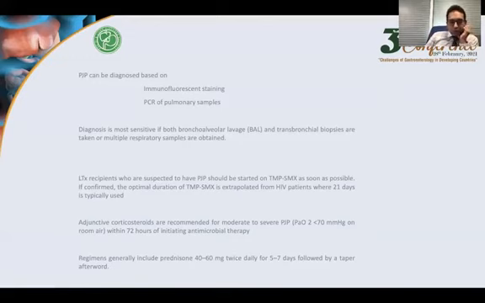Adjunctive corticosteroids are recommended for moderate to severe PJP within 72 hours of initiating antimicrobial therapy. Regimens generally include prednisone 40 to 60 milligrams twice daily for 5 to 7 days, followed by a taper afterward.